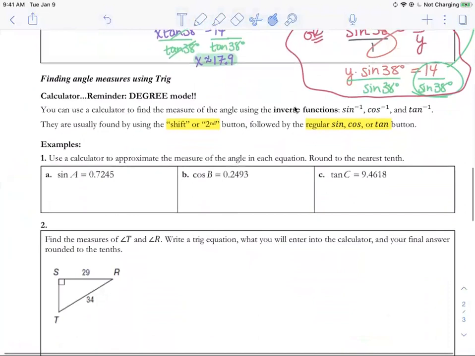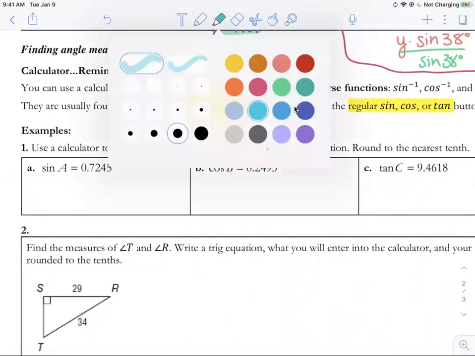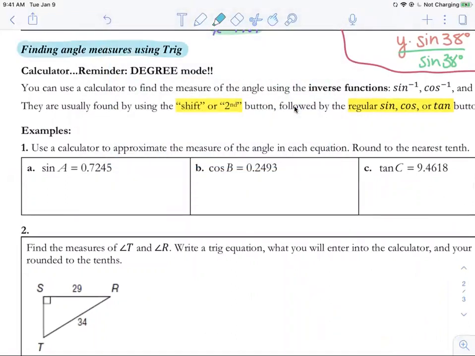Okay, and then the last idea, finding angle measures using trigonometry. Again, if you do something else and come back and start doing trigonometry, if you haven't changed your calculator, and no one used your calculator, it'll still be in degree mode. But you just want to make sure that your calculator is in degree mode before you start doing trig.